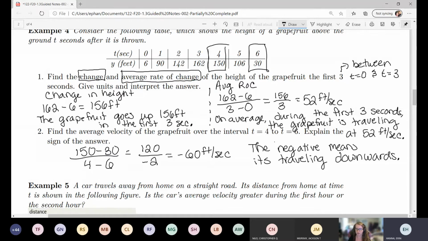Once it's traveling back towards the ground, it's going to have negative velocity. That's what a negative means whenever you see negatives in terms of velocity. Don't panic and think you can't have negative velocity. You can. It just tells you the direction in which you're traveling. Usually, traveling to the right is positive and traveling to the left is negative. But also, if a problem needs it specified, it usually will be.